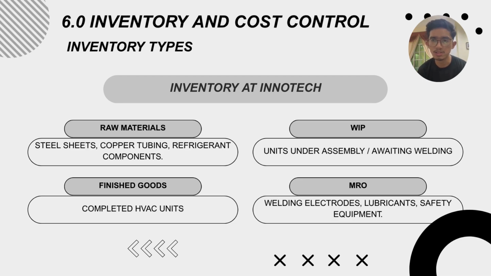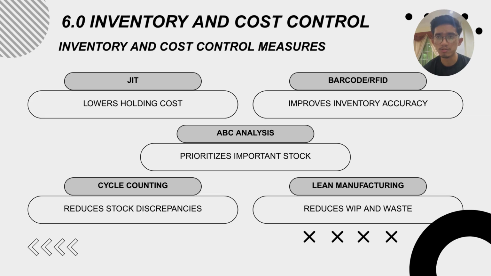The third is finished goods, which are completed HVAC units that are ready for sale and delivery. The last one is MRO inventory, which means maintenance, repair, and operating inventory. Examples are welding electrodes, lubricants, safety equipment, spare machines, and cleaning materials. To control inventory and cost, several measures are proposed.